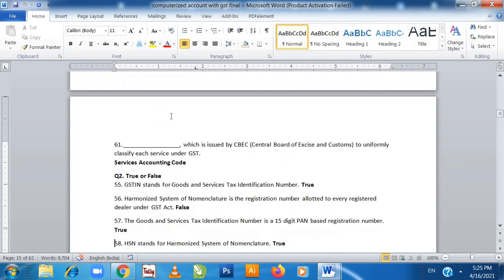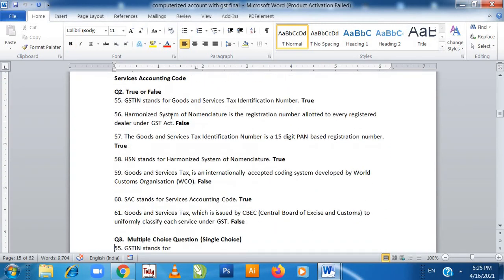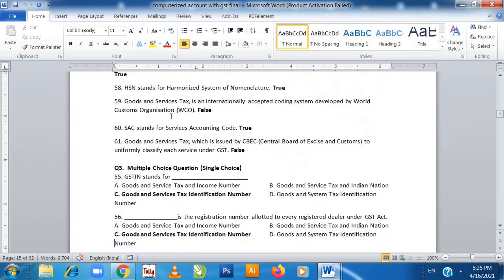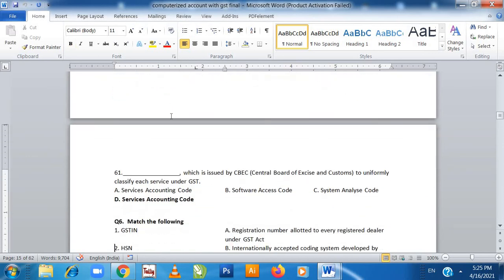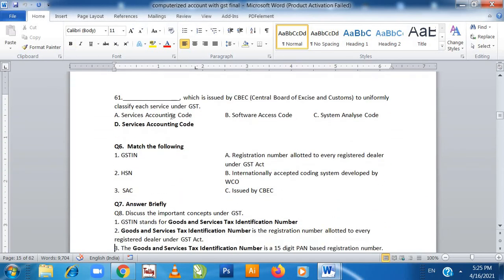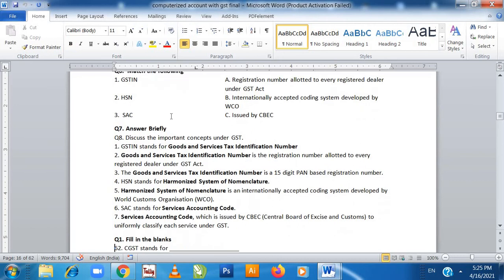Now here is the true or false. Then multiple choice question, single choice. Then we have match the following. Then answer briefly that we have discussed right now.